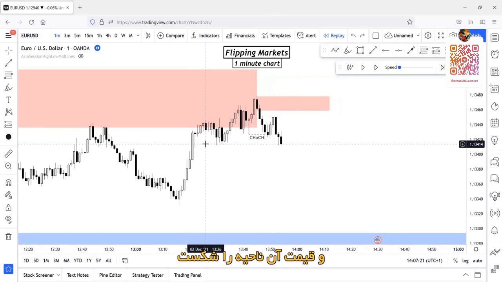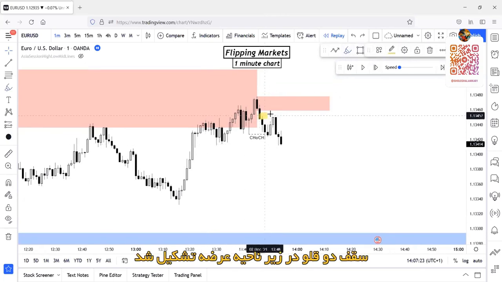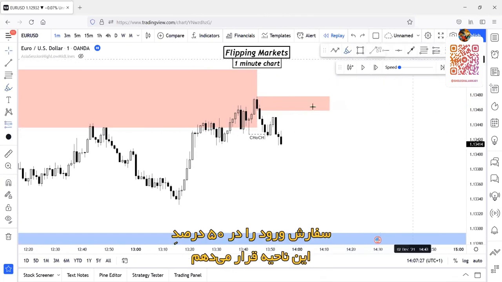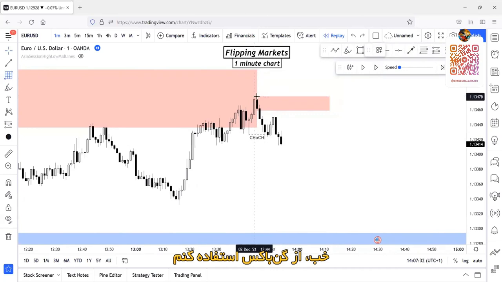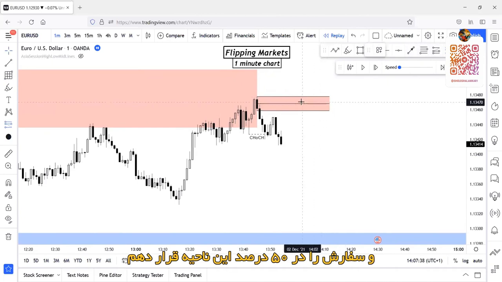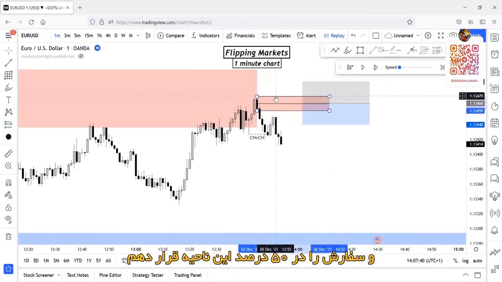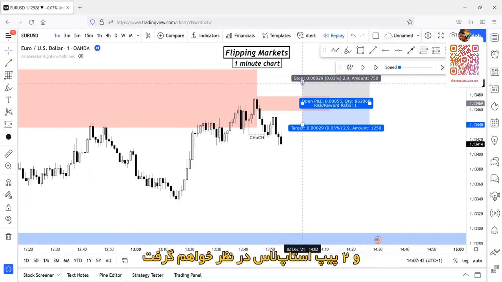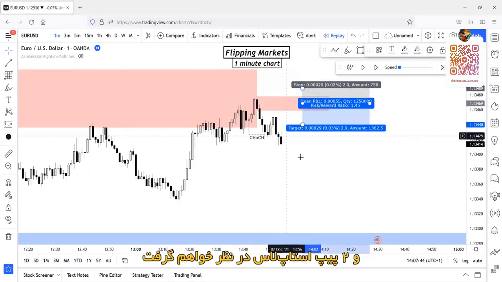And price actually broke that zone and created equal tops right here, just below the supply zone. So I will set my order on the 50% of this zone. Let's just use the gun box and put my limit on the 50% of this zone. And I will set a 2-point stop loss.